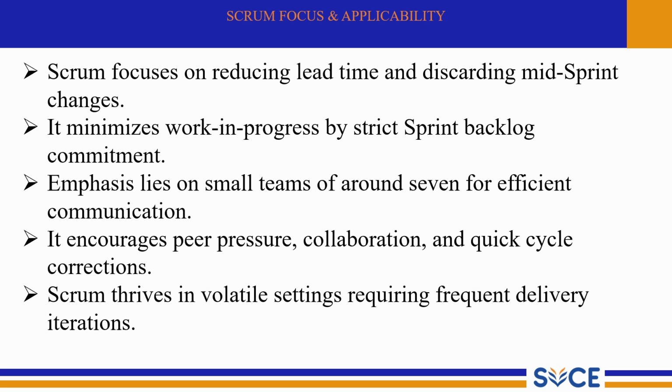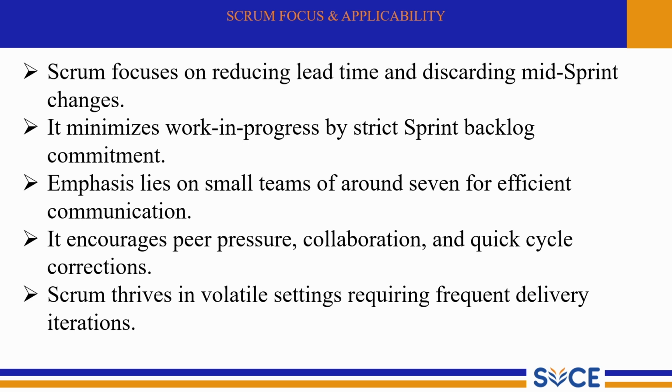Scrum works best with a small cross-functional team of 5 to 9 members. A small team size makes communication faster, avoids bureaucracy and ensures everyone is accountable for the sprint goal. It encourages peer pressure, collaboration and quick course corrections. In Scrum, daily standups and reviews create a healthy peer pressure where everyone feels responsible. If something goes wrong, the team collaborates immediately to fix it instead of waiting until the end.